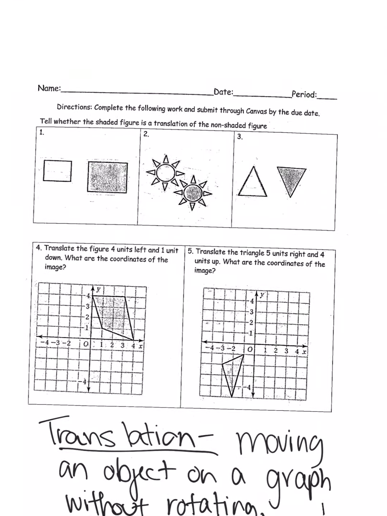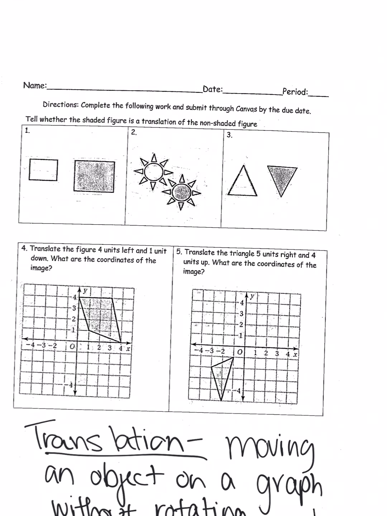The first one says, tell whether the shaded figure is a translation of the non-shaded figure. So this is called our pre-image. And this is our image. Our pre-image is the non-shaded one, and it started off as this small rectangle and then became this big rectangle. So this would be a no, it is not a translation because it changed sizes.